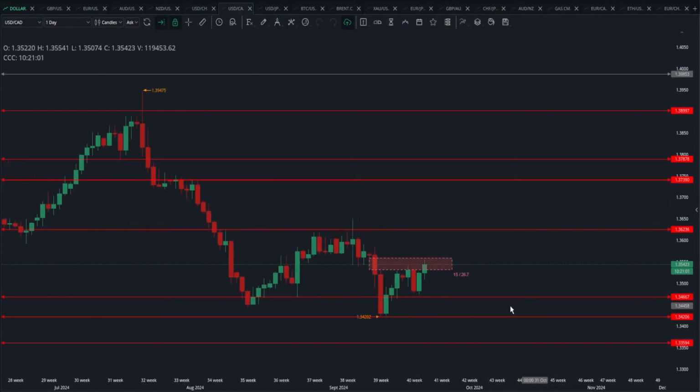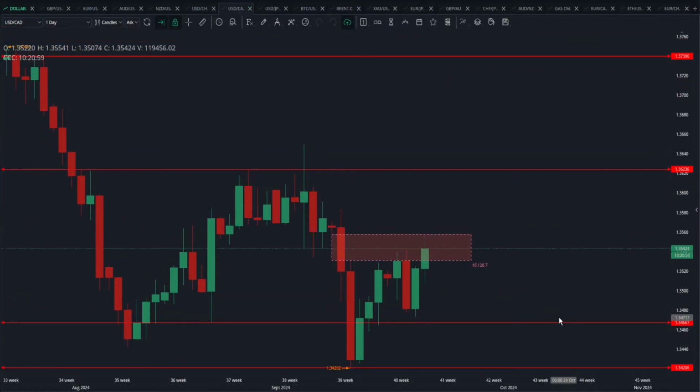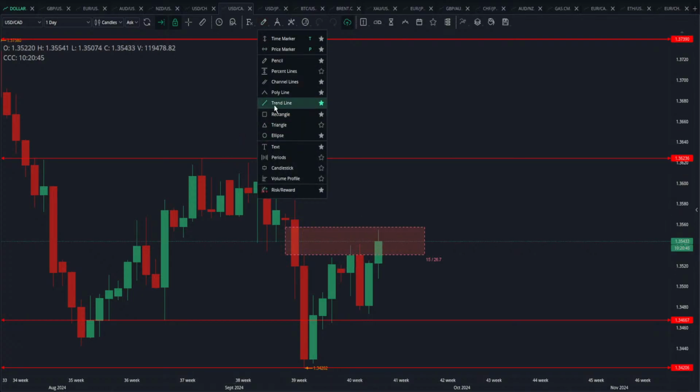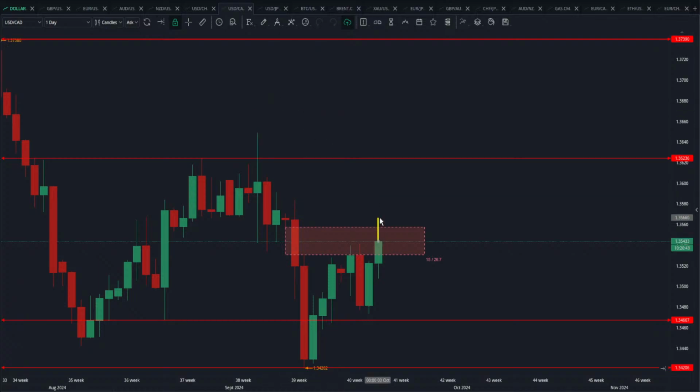USD CAD also is facing a similar condition to what we are expecting in USD CHF. It has entered the fair value gap twice, but was rejected badly, and now it is the third time that it is trying. So there is a possibility that it will eventually break higher, and if it does so, then we will be looking for something like that. Okay, something like that.